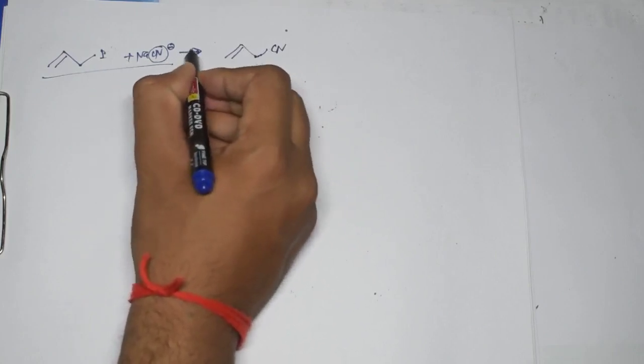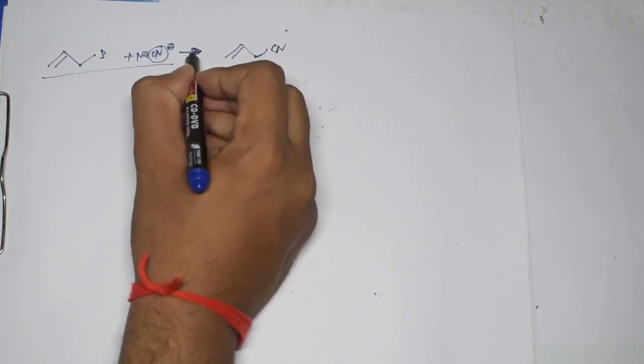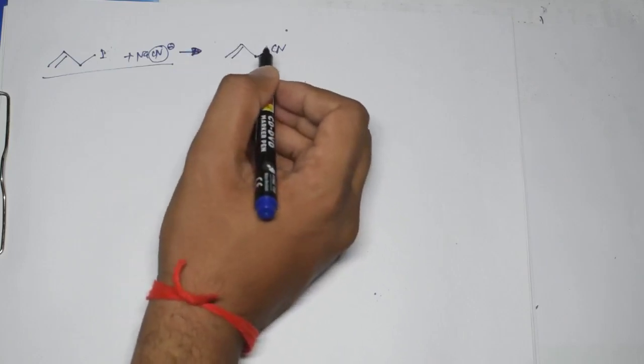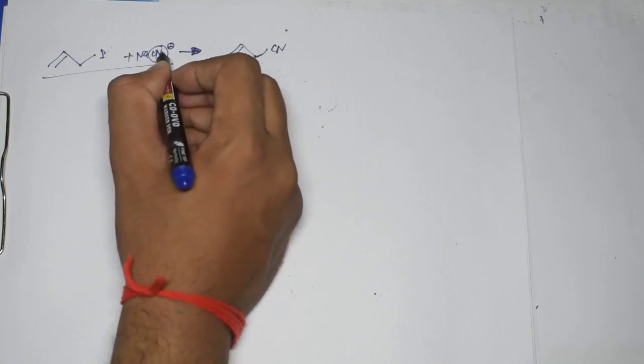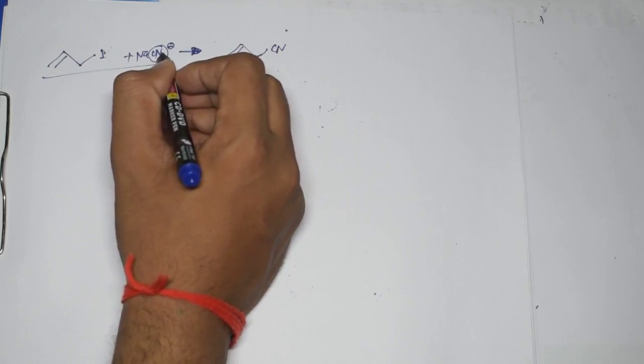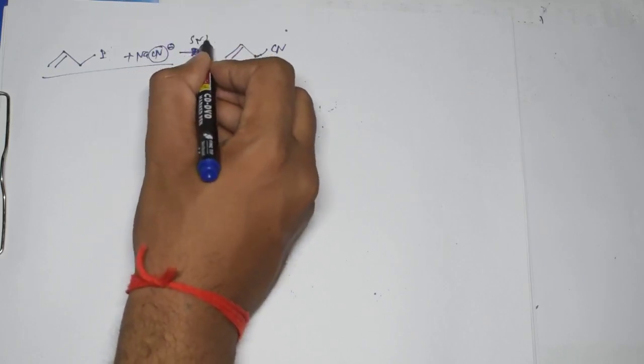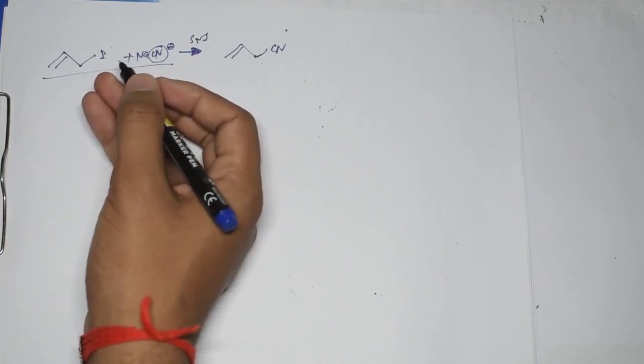This can undergo either an SN1 or an SN2 reaction. It all depends on the reaction conditions. Here, because we are using the CN minus nucleophile, which is quite a weak one, you can say this will be an SN1 type of reaction. So this is the second thing, right?